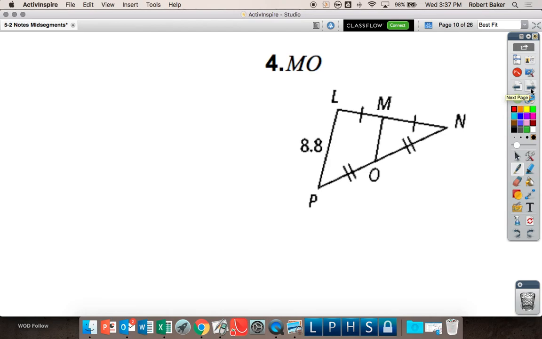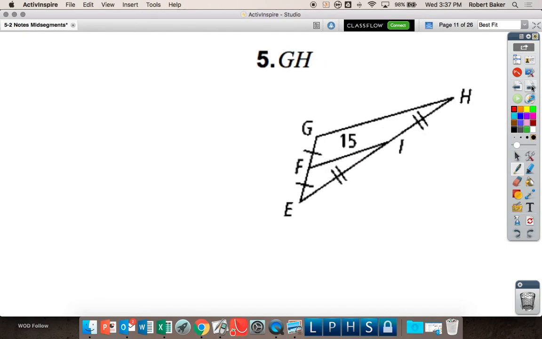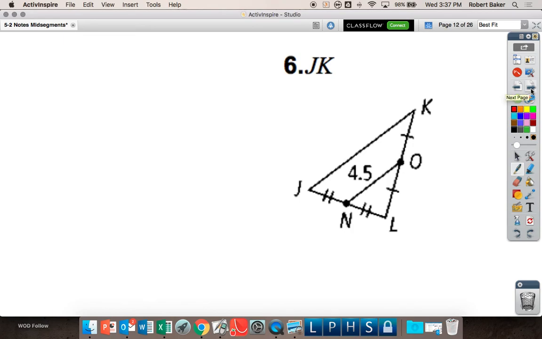Okay, if the third side is 8.8, how long is the mid-segment? 4.4. So you guys are skipping past and not paying attention to the easy ones, that's going to make the harder ones harder for you. Okay, how long is GH if the mid-segment is 15? Double it, you get 30. If the mid-segment is 4.5, how long is the third side? 9.